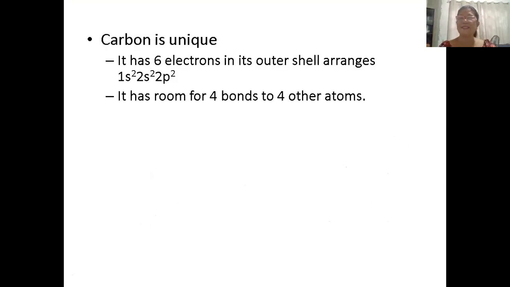Why? It has 6 electrons, arranged 1s2, 2s2, 2p2. This is the first energy level, and this is in the second energy level, so four are left. It has room for 4 bonds to four other atoms. That makes carbon unique.